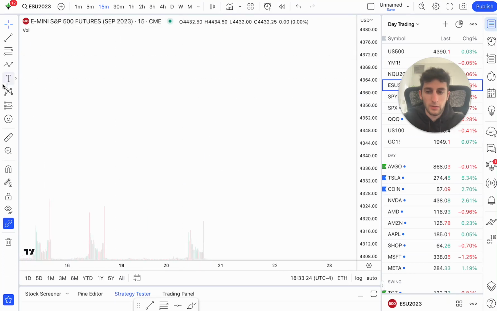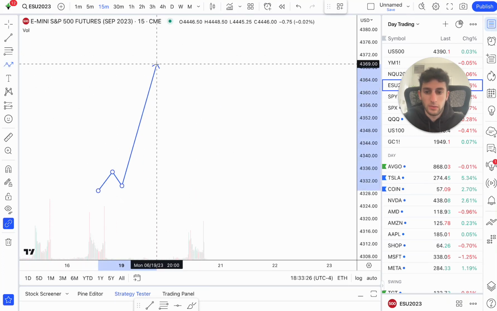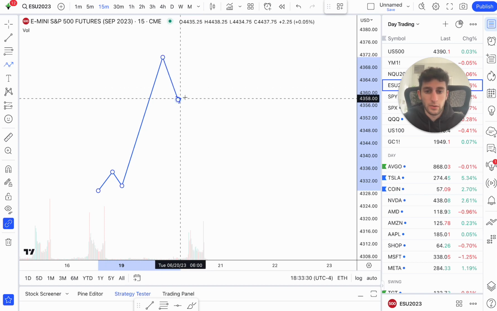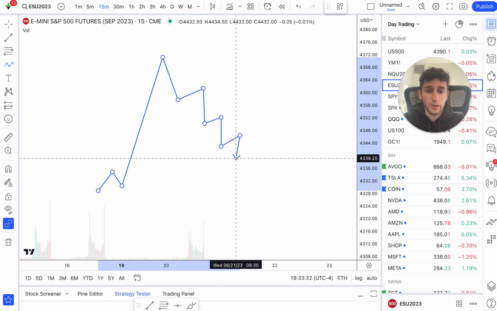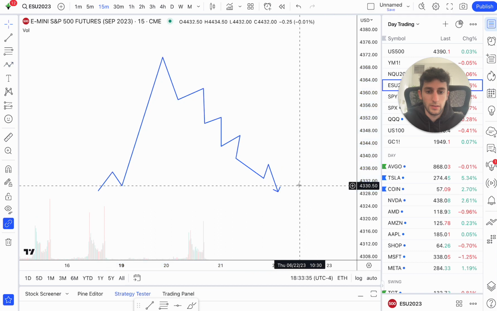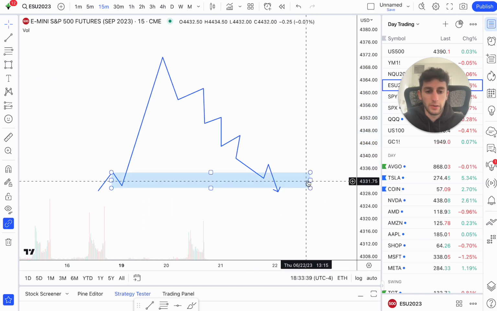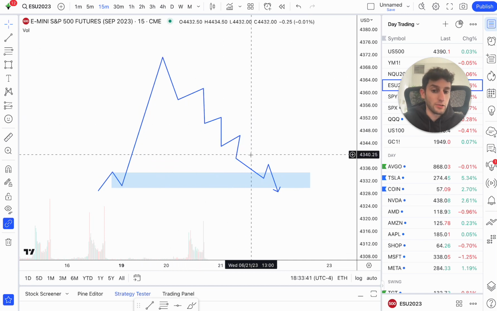Because let's think about this for a second. If we have a nice demand zone here, in order for price to get down to that demand zone for an entry, it needs to be in a downtrend, just like this. For price to get down to this demand, really try and figure this out, price has to be in a downtrend.